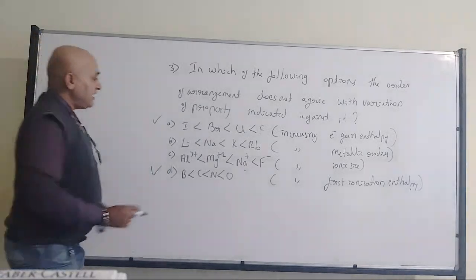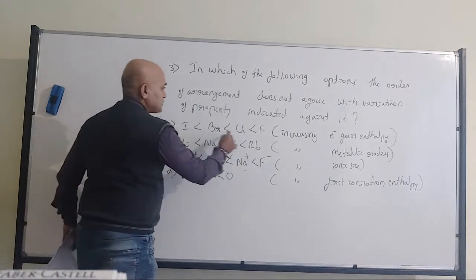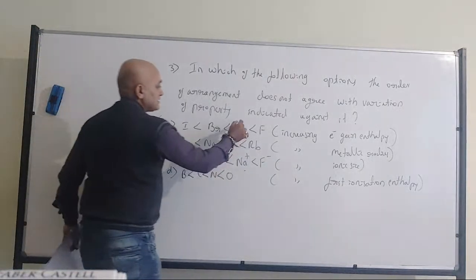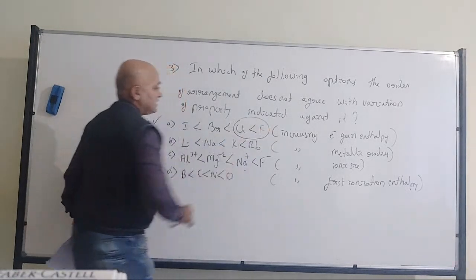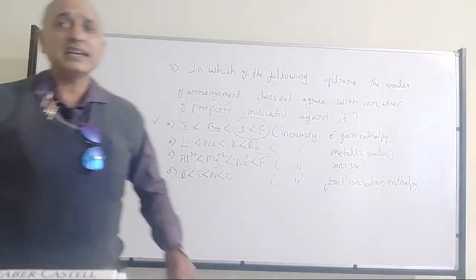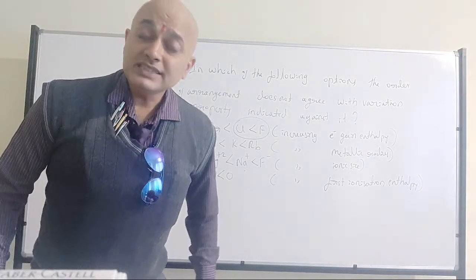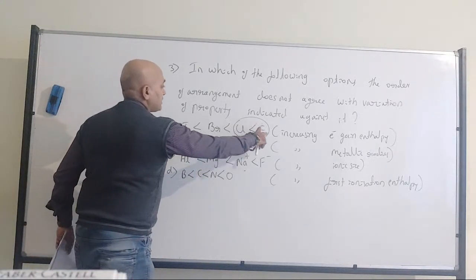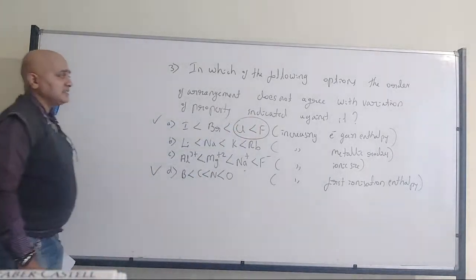Very good, okay now? When it comes to the first one, increasing electron gain enthalpy, that's where we have the wrong. As we have discussed, due to the small atomic size of fluorine, since there will be electron-electron repulsion, chlorine should have come over there and fluorine should have come over on the other side.